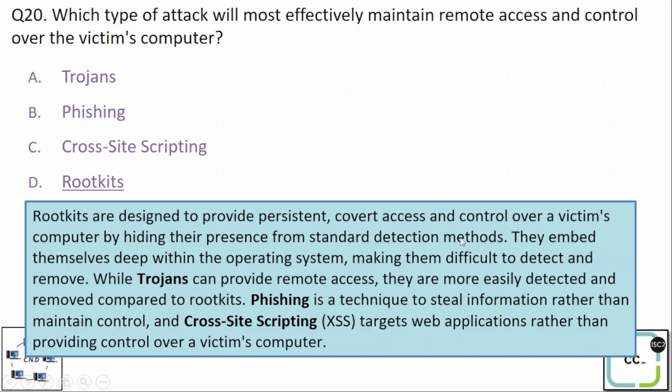So rootkits are designed to provide persistent access and control over the victim's computer by hiding their presence from standard detection methods. They embed themselves deep within the operating system, making them difficult to detect and remove. While Trojans can provide remote access, they are more easily detected and removed compared to rootkits. Phishing is a technique to steal information rather than maintain control, and cross-site scripting targets web applications rather than providing control over a victim's computer.